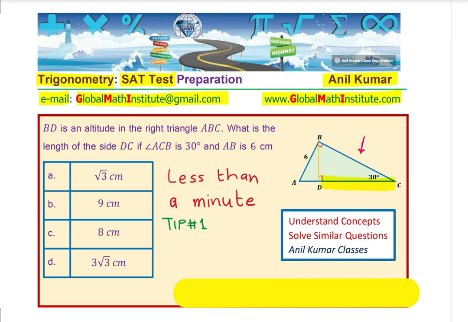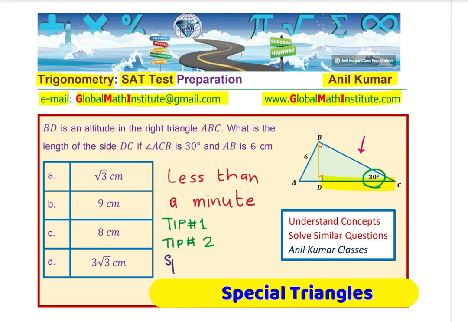Tip number 2. When you notice in any right triangle angles like 30 degrees, that means what? That means we are talking about special triangles. Know your special triangles. If you know your special triangles, this question can still be solved in just 20 seconds. Just 20 seconds. I'll show you that. And this is going to be our strategy number 1. So special triangles, I will say strategy 1.